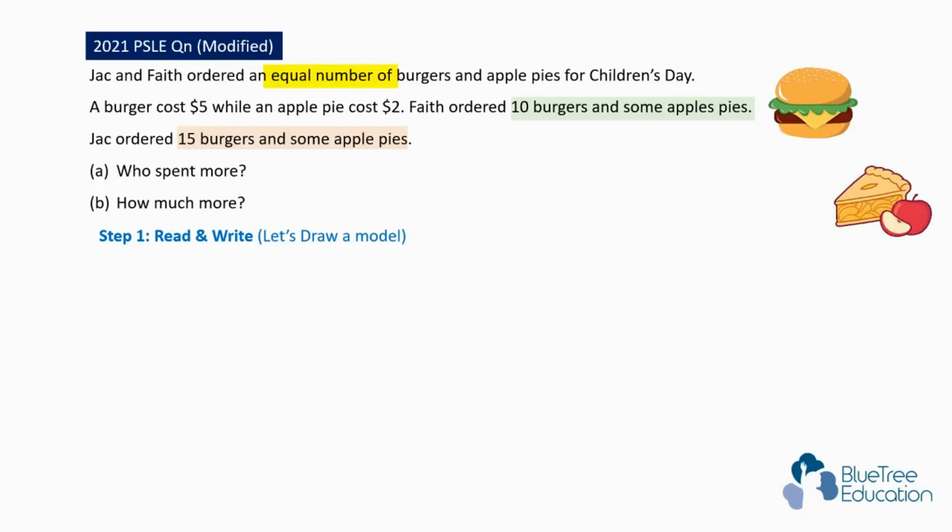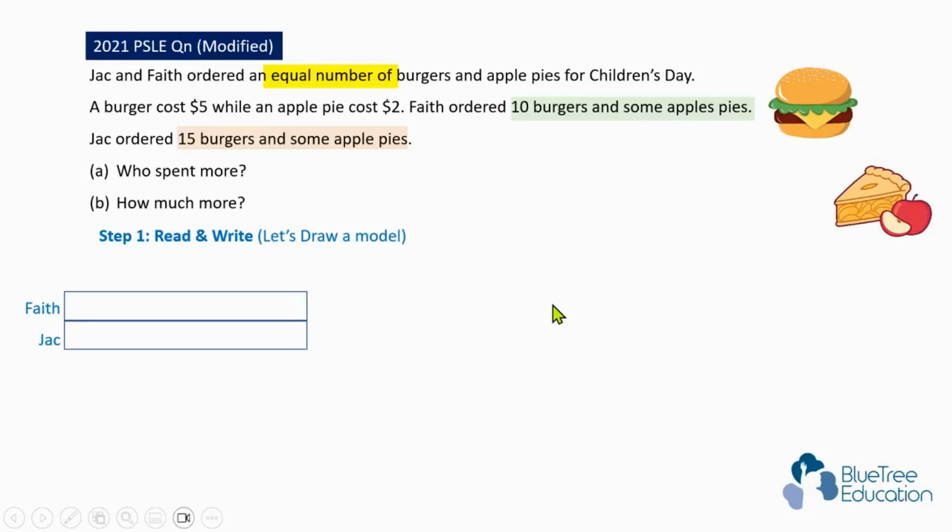Okay, so it looks tough. Let's draw some models. The real PSLE question is tough. So let's start off with model drawing. Faith had 10 burgers, Jack had 10 and a little bit more. So Jack had 15 burgers. Is that clear? Both of us bought an equal number of items.